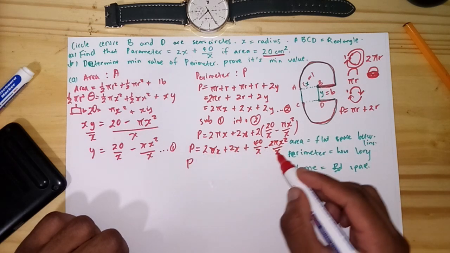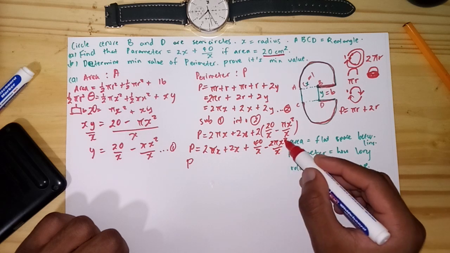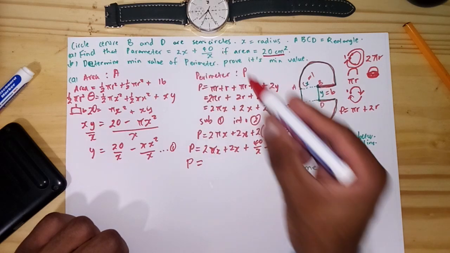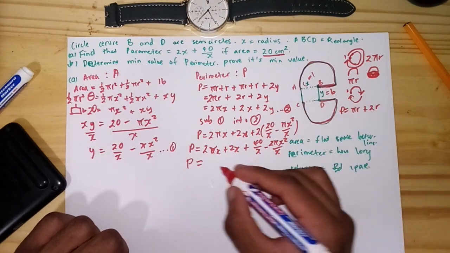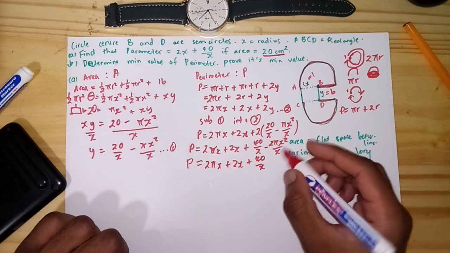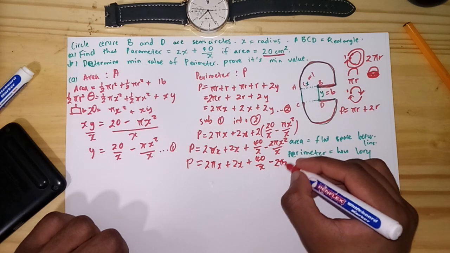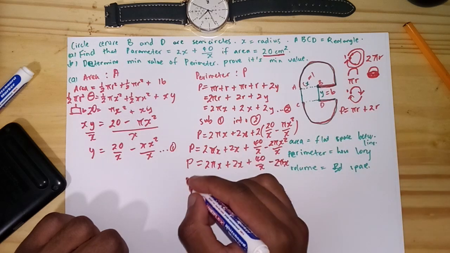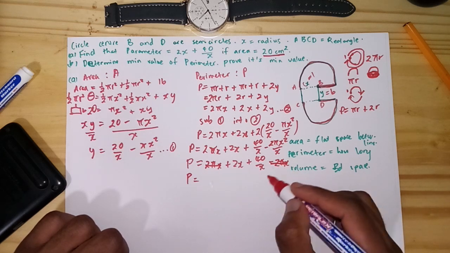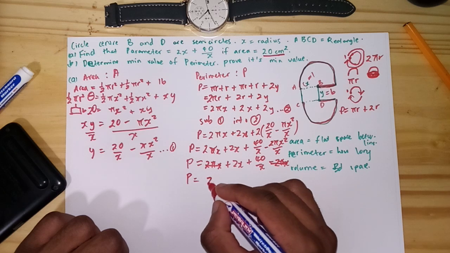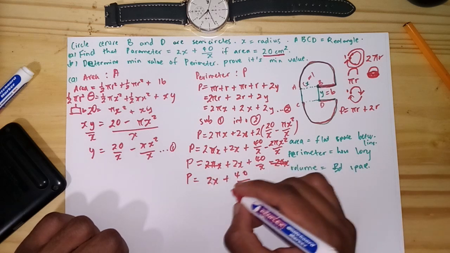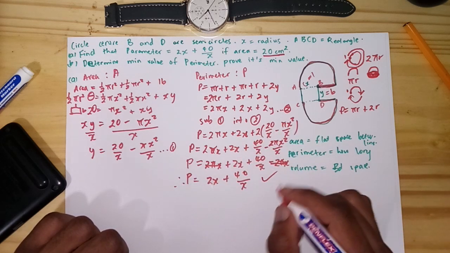Okay, now since they want you to cancel out this x off of this x squared, so that you can only have 2x, that's definitely what you're going to do. You're going to say 2 pi x plus 2x plus 40 divided by x minus 2 pi x. So this and this are going to cancel. Don't make a mess like this on your question paper, okay? Then you're going to be left with 2x plus 40 over x. Right, so write it as it is. You can say therefore, and then you'll get your marks.